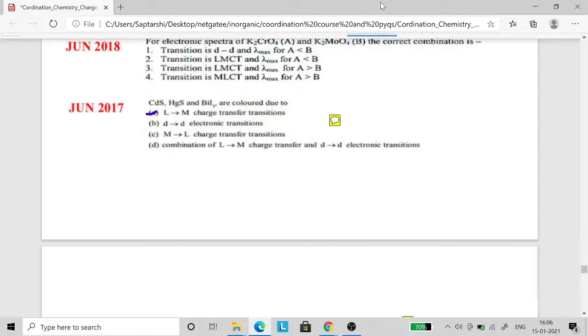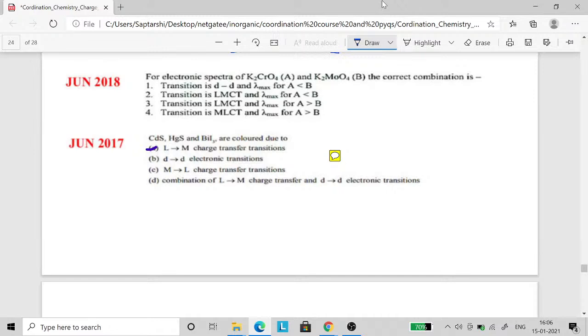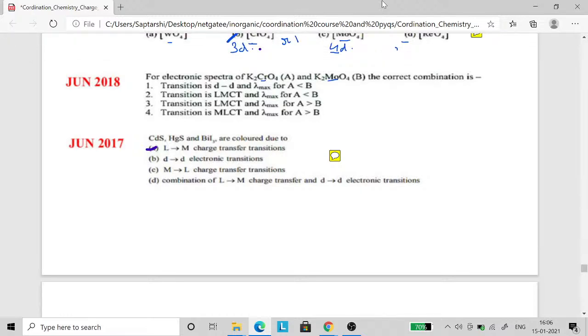Okay, for electronic spectra of K2CrO4 and K2MoO4, the correct combination is... the answer is not given over here actually. I think there was some discrepancy in this question. So we'll just leave this, or we can just see the approach of how this is done. Cr and Mo are in the 3d and 4d series, right?